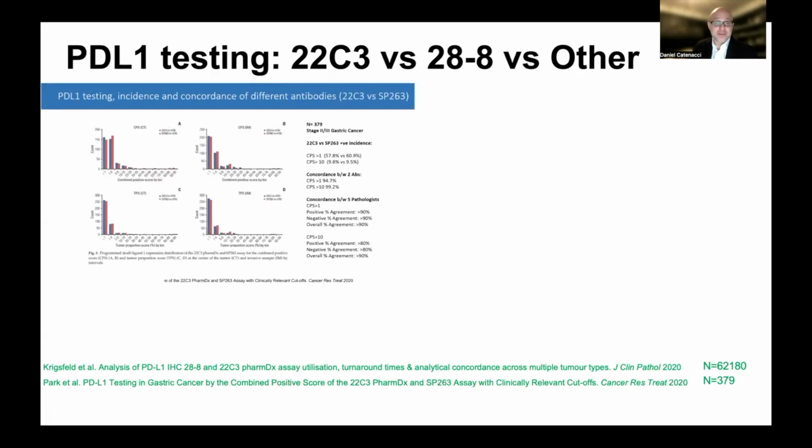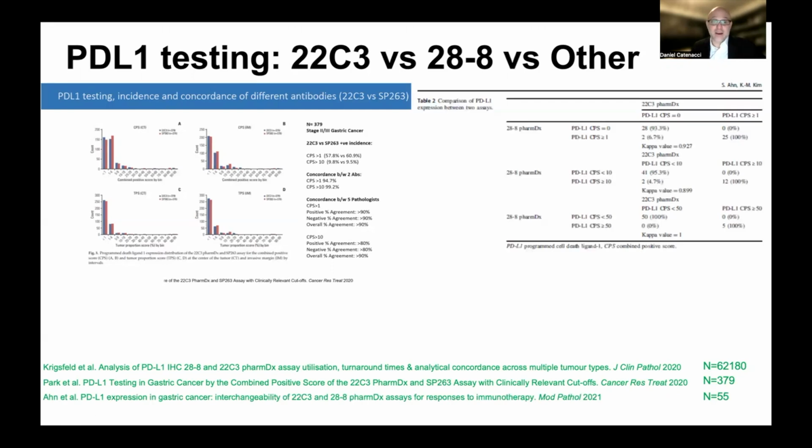Another study looked at specifically for gastric cancer, again, comparing different antibodies, in this case, a third antibody that is often coupled with atezolizumab or Tecentriq in other tumor types, and looking at its concordance rate. And you could see that they were very well concordant. No matter what the CPS cutoffs were, you can see that their concordance rates were extremely high, almost 95% or higher. And also comparison of their performance between pathologists, 5 different pathologists scoring at the cutoff of 1 or 10 had extremely good overall agreement.